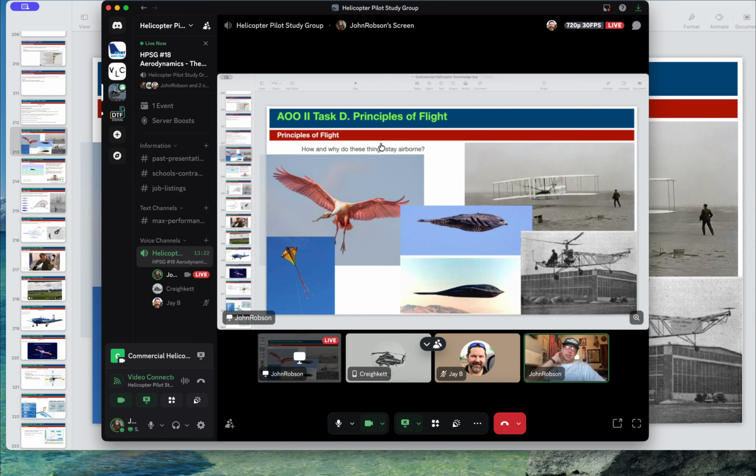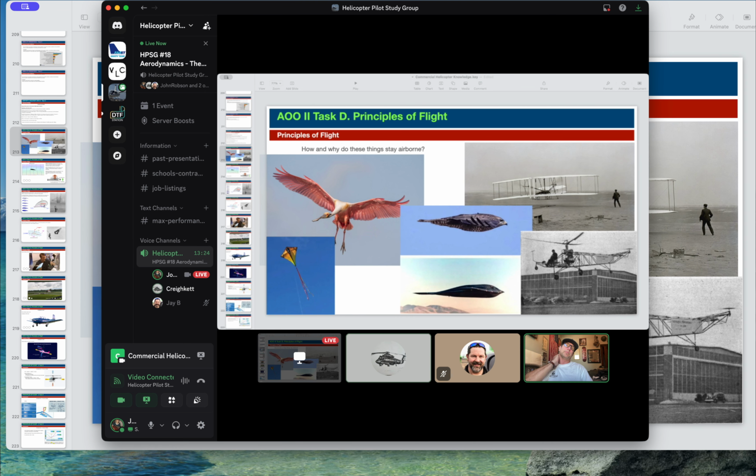The idea behind the study group is to provide a platform for helicopter lovers, students of all levels, to take the opportunity to present on a topic of interest or a task from the ACS. We'll review the presentation as a group, give you our thoughts, and then talk about another task or another topic, or continue on that one depending how the thread goes. We generally talk for about an hour and a half. We meet once a week.